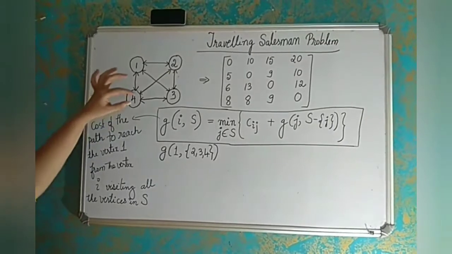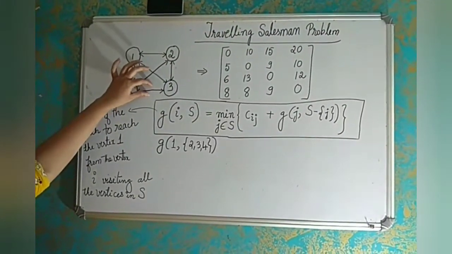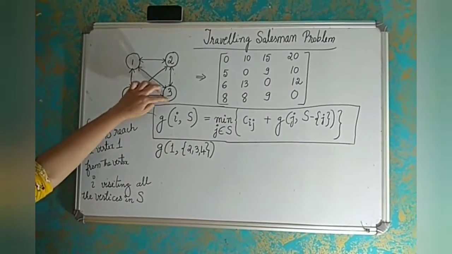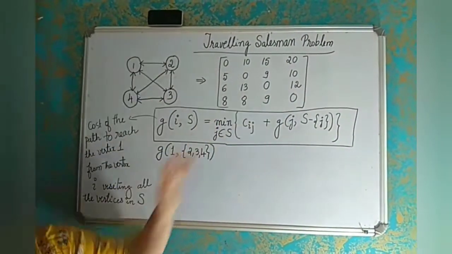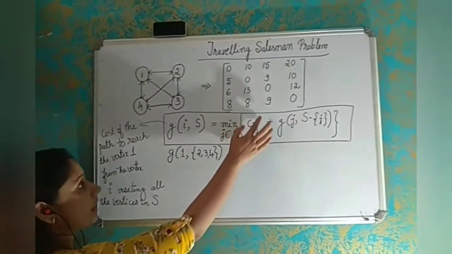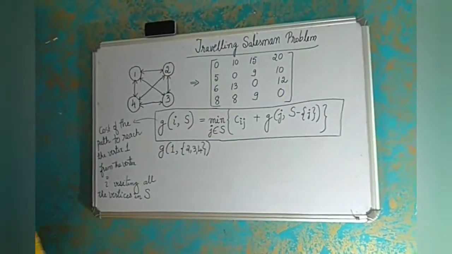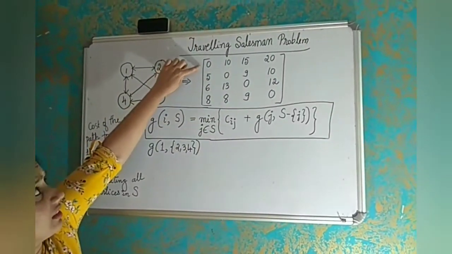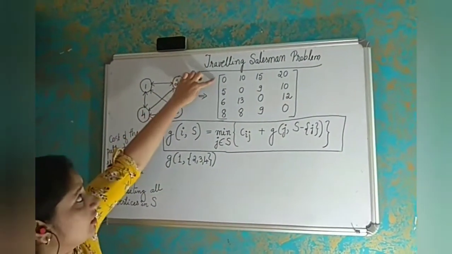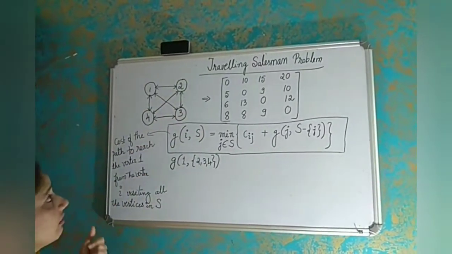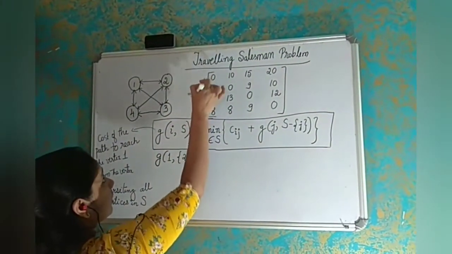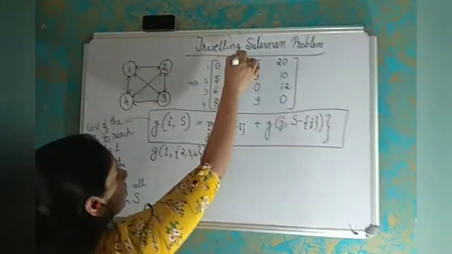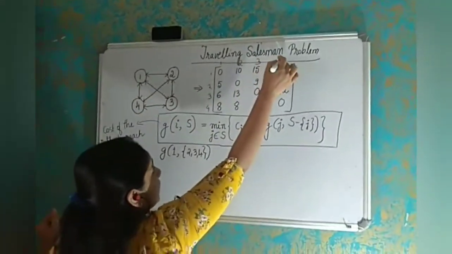The weights of these edges, or the cost of traveling from one vertex to another vertex, are represented in the cost matrix. This is the corresponding cost matrix of this graph. If you see this cost matrix, these are the rows which represent the vertices 1, 2, 3, 4, and the columns also are 1, 2, 3, 4.